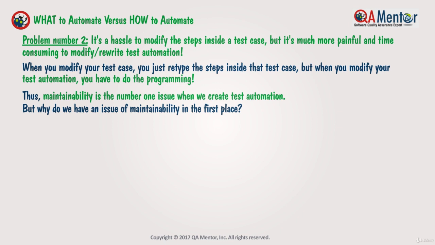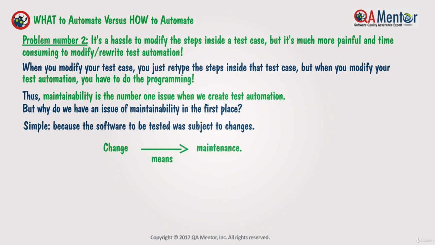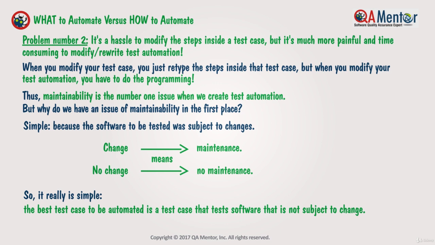But why do we have an issue of maintainability in the first place? Simple. Because the software to be tested was subject to changes. Change means maintenance. No change means no maintenance. So, it really is simple. The best test case to be automated is a test case that tests software that is not subject to change.